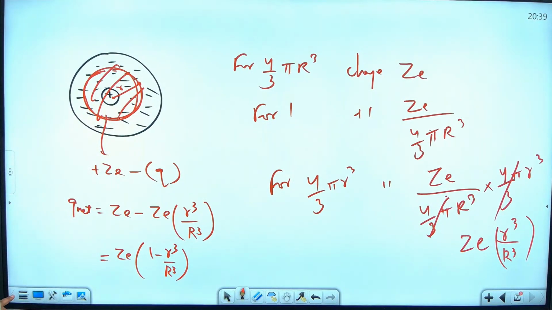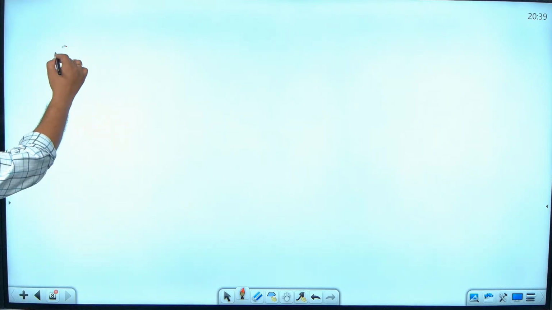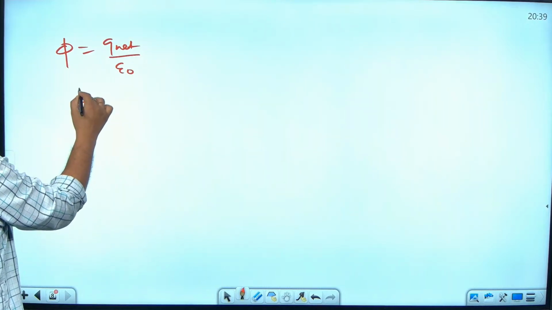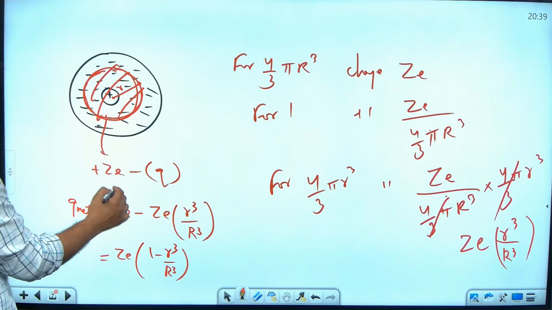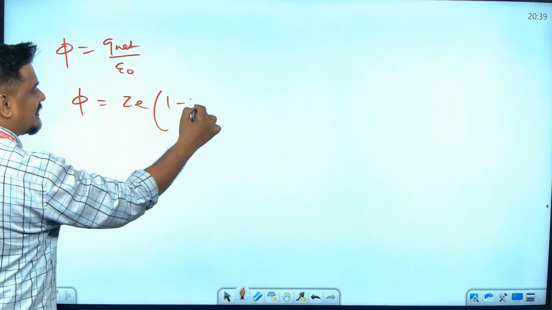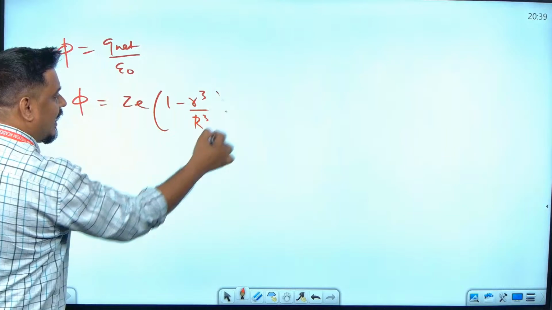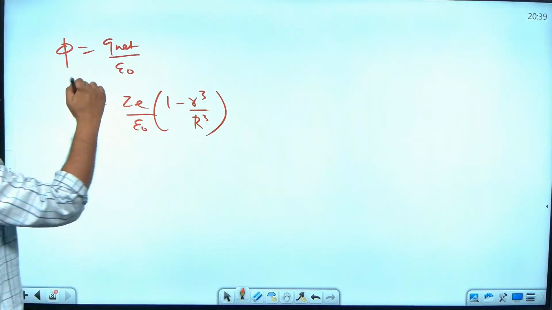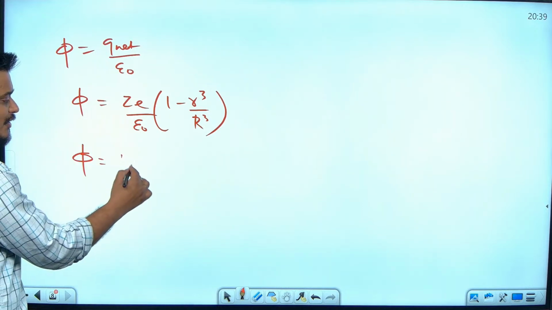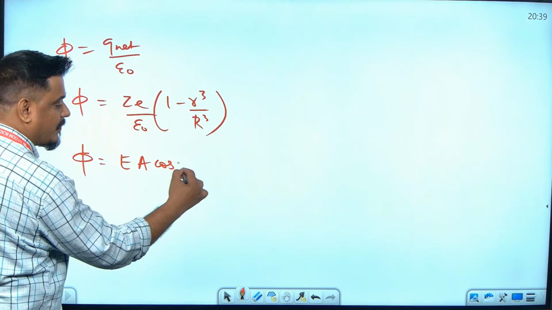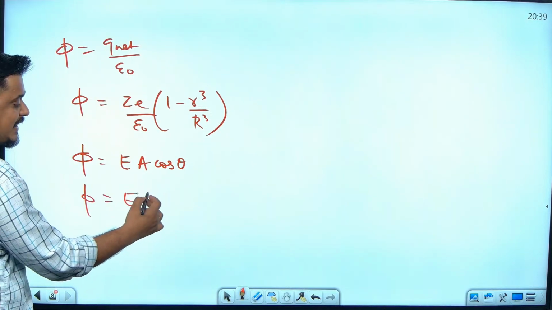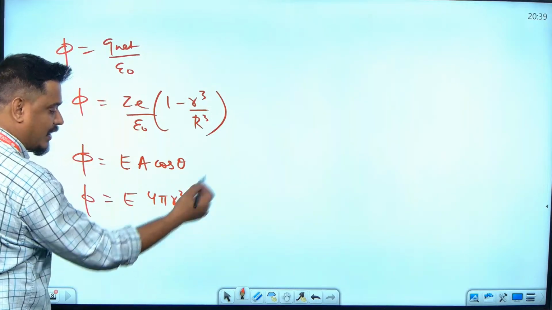Now I have to use Gauss law. Gauss law says phi is equal to Q net by epsilon naught. So what is Q net? Q net we have found, it is ZE times 1 minus r cube by R cube, divided by epsilon naught. Also phi is equal to E A cos theta, isn't it? So phi will become equal to E times A, where A is 4 pi small r square, and cos 0 is 1.